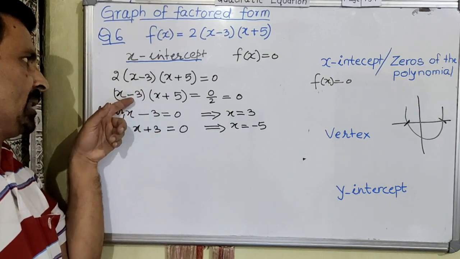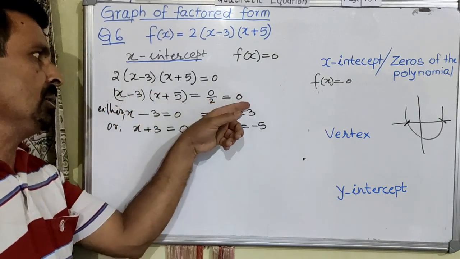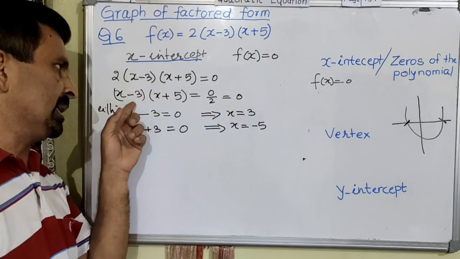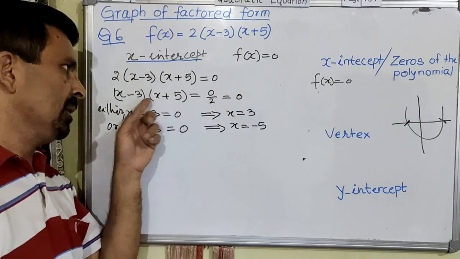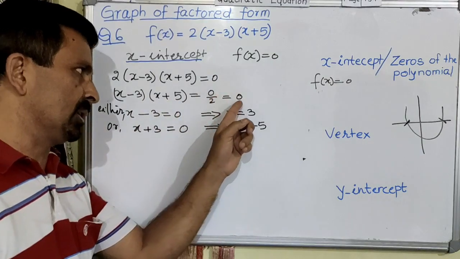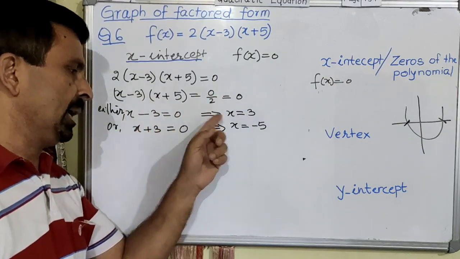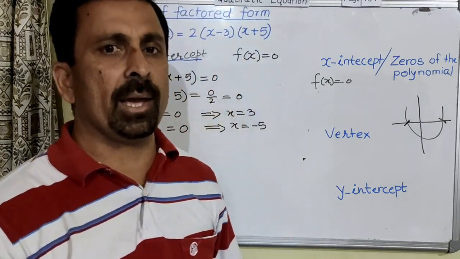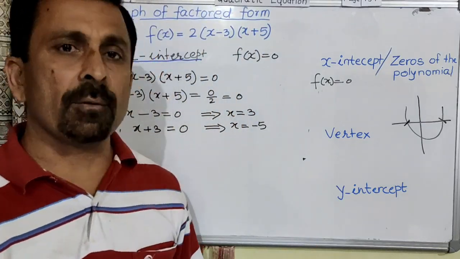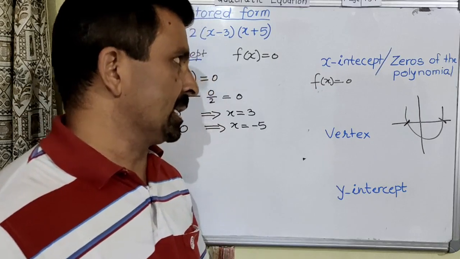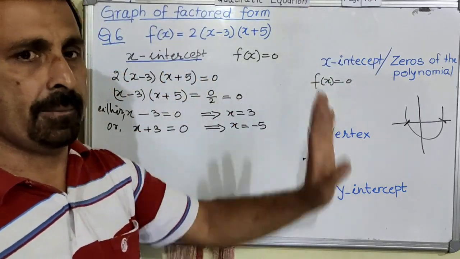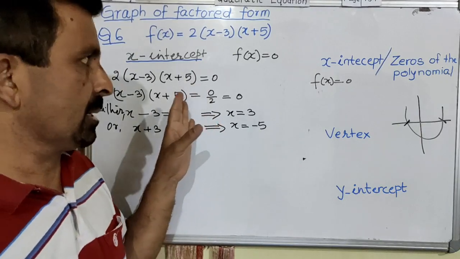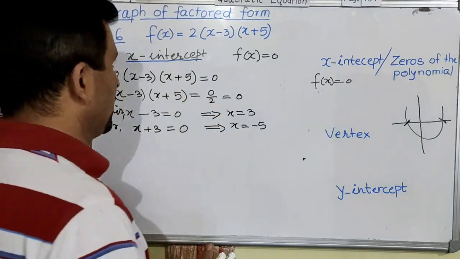After this, we are left with (x minus 3) into (x plus 5) is equal to 0. So the product of these two factors is equal to 0. So either this is 0 or this is 0. That is why the product of these two is equal to 0. So we are equating them one by one and getting the two values of x. And these two values of x are called the zeros of the polynomial or the x intercepts. So your step 1 is done. Be very mindful. See how it is done.